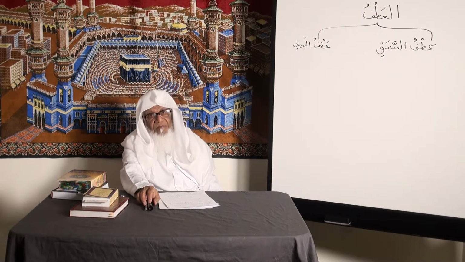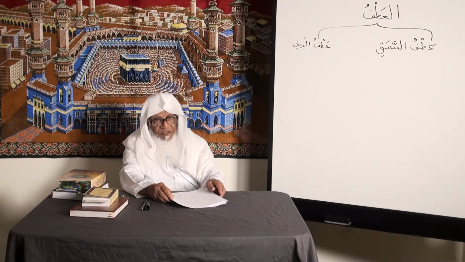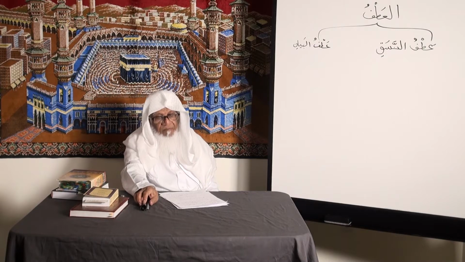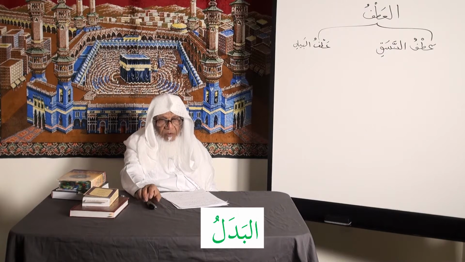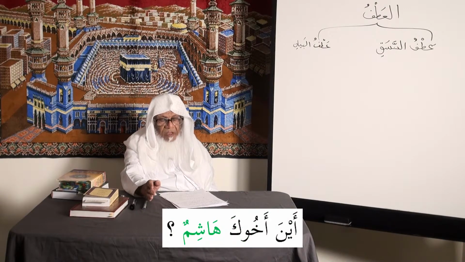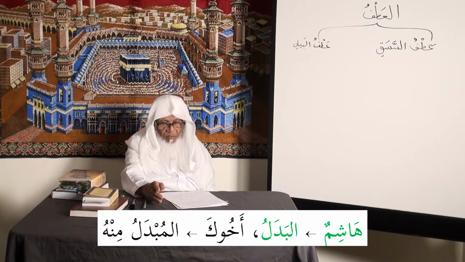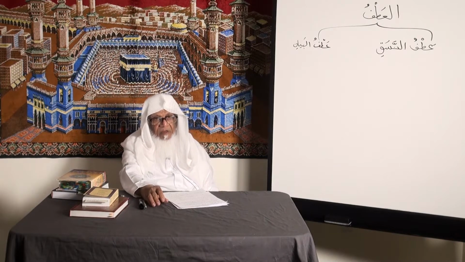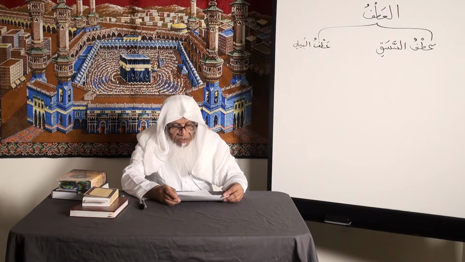The second is atful bayan. Atf, a word which is used with another word, bayan for explanation. Atful bayan is for explanation. Now, atful bayan looks like al-badal. You have learned badal. For example, aina akhuka hashimun. Where is your brother Hashim? So Hashim is badal and akhuka is mubdal minhu. That you have learned, many examples of this. So the atf al-bayan is similar to the concept of badal.